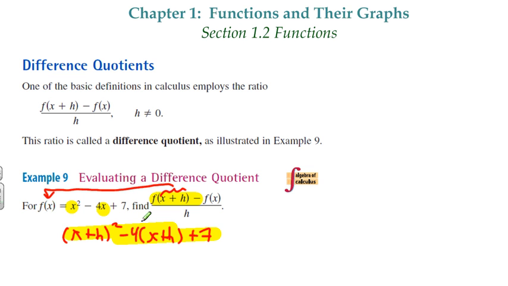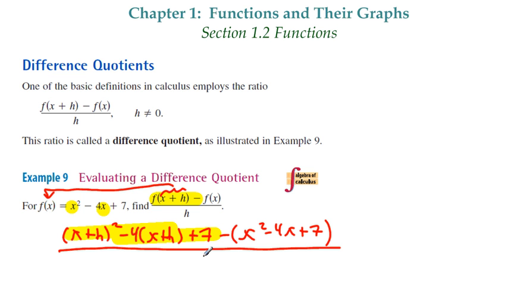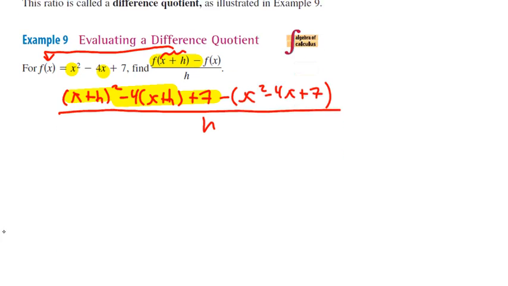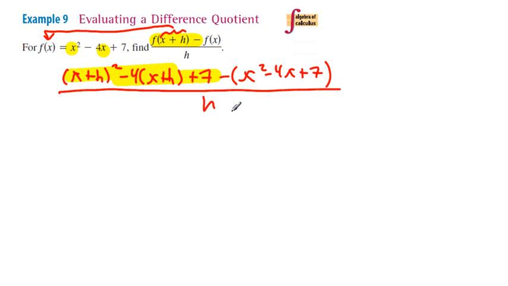And then it says minus f of x. So we're just going to do minus, in parentheses, what is f of x? Well, come over here. F of x is simply x squared minus 4x plus 7. So let's just put that right there: x squared minus 4x plus 7, all over h. Okay, so we have a lot of cleanup to do here. Basically, our goal now is to simplify this as much as possible. So we've done this part. Now we have to simplify this.